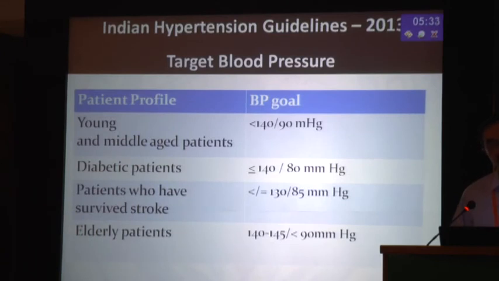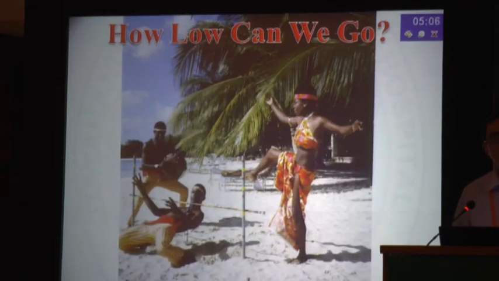The target blood pressure, which the Indian Hypertension Guidelines have recommended, is that in young and middle-aged patients, a BP goal of less than 140 by 90, in diabetics, less than 140 by 80, in patients who have survived stroke, less than 130 by 85, and in the elderly patients, 140 to 145 systolic and less than 90 diastolic. So how low can we go?